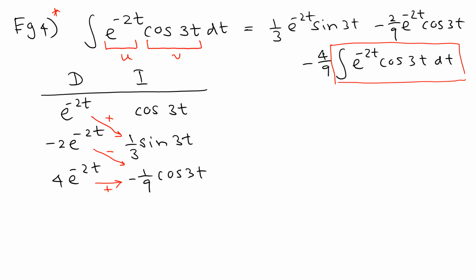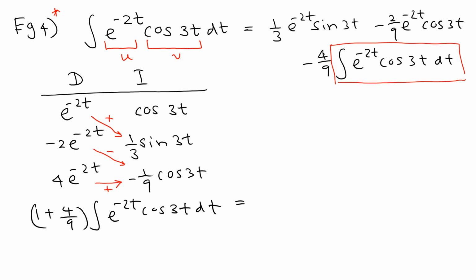If you move that to the other side, or that means if you add that term to the other side, then you can get double of that. Double means you can simplify that. So that means you're going to get 1 plus 4 over 9, the integral of e to the negative 2t cosine 3t dt. So this is a very nice trick.